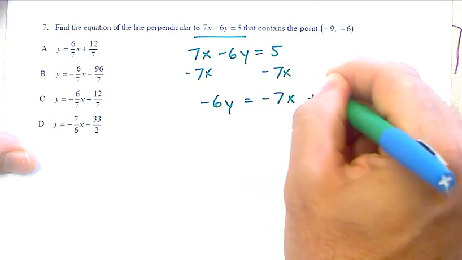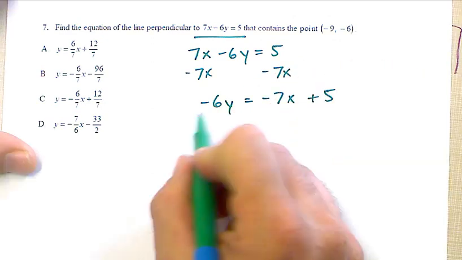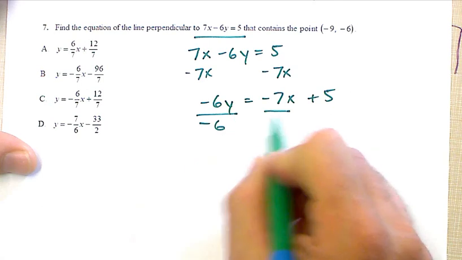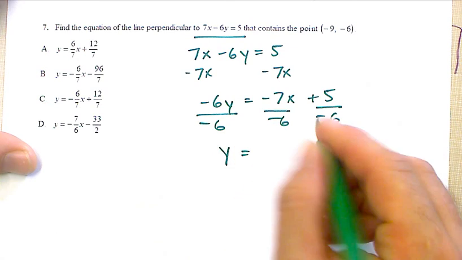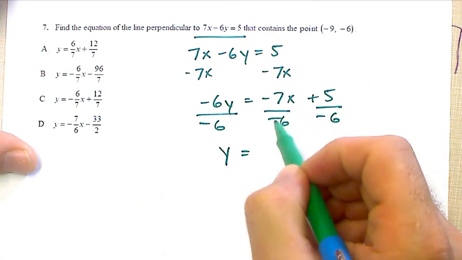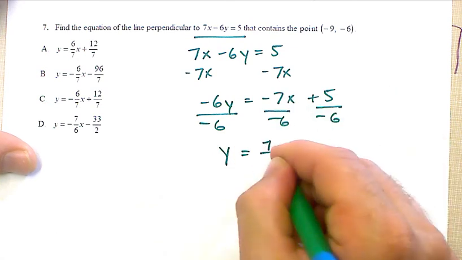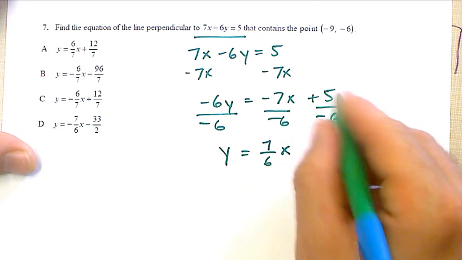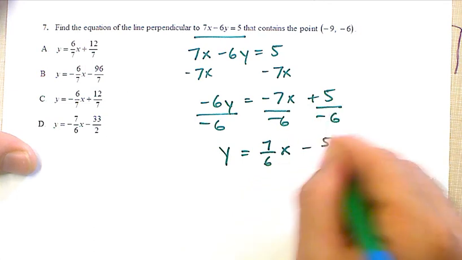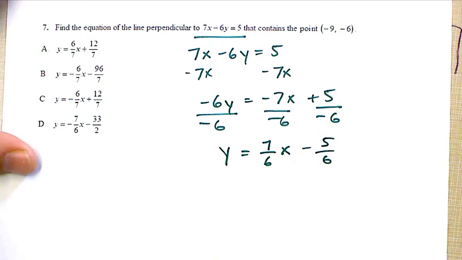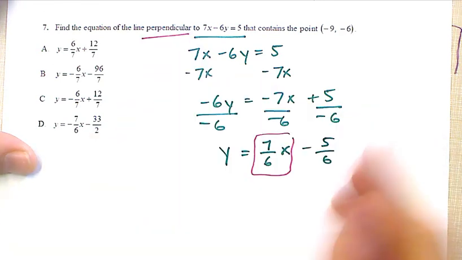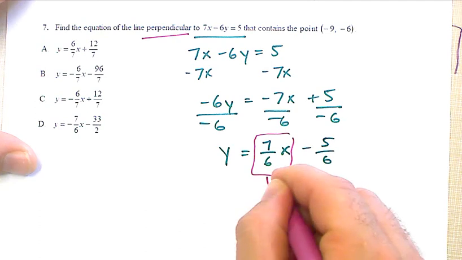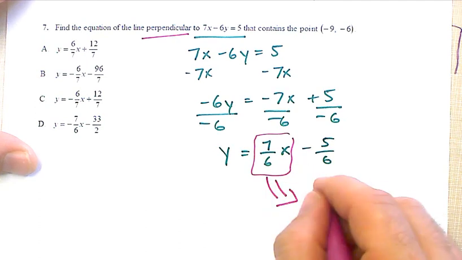I chose this because this is fraction intensive, meaning it has a lot of fractions to work with. You have a negative over a negative, so that's a positive 7 over 6x, and then a minus 5 over 6. This is key because this information and the perpendicular allows me to change my slope from a 7 over 6 to a -6 over 7.